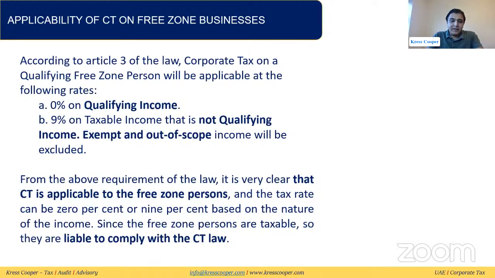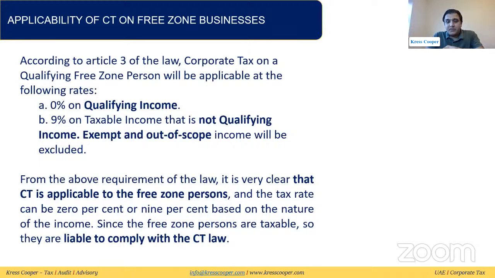This article number 3 is a very important thing regarding the applications of corporate tax on the free zone businesses. They said corporate tax law on the qualifying free zone person will be applicable at 0% on the qualifying income and 9% on the non-qualifying income, unless and until the income is exempt or out of the scope.